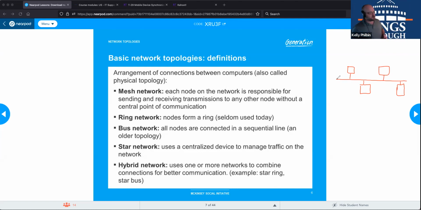Again, it runs on coax, but it is extremely vulnerable and extremely slow because the communications have to go up and down this communication line.